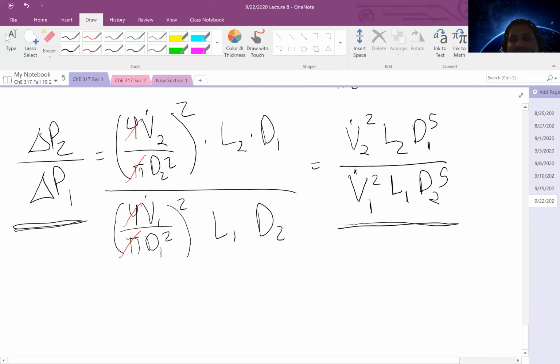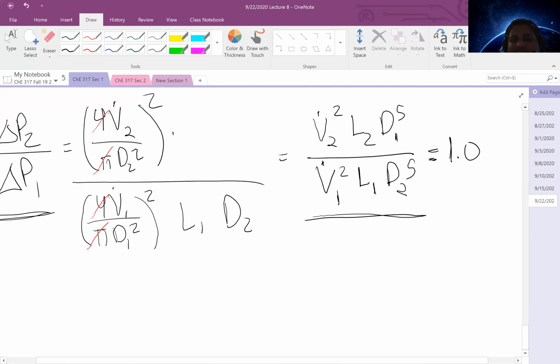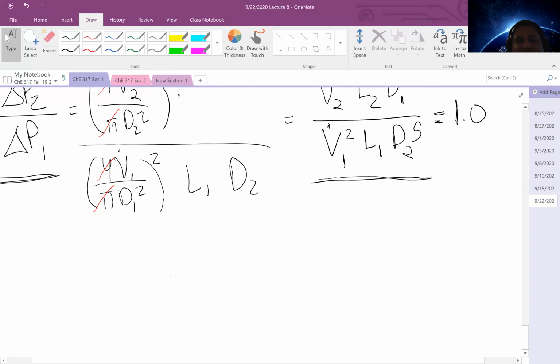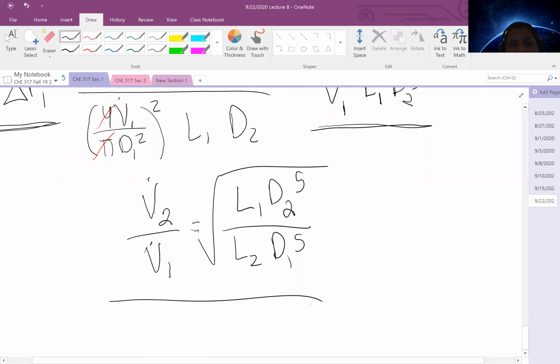Now, from the problem statement, they said the pressure drops don't change. So this should be equal to unity if my delta P2 and my delta P1 are the same, which means now if I want to solve for my comparison in flow rates, V2 over V1, I just rearrange my expression and solve. So I end up with L1 D2 to the 5th over L2 D1 to the 5th, all to the square root. And here, now I have, based off the information I was given, an expression for the change in flow rate as a function of the variables which describe it.